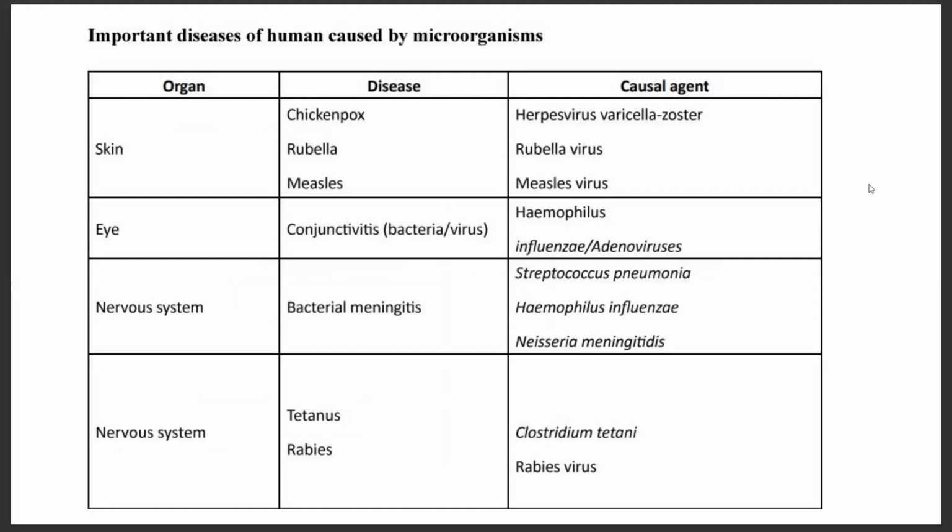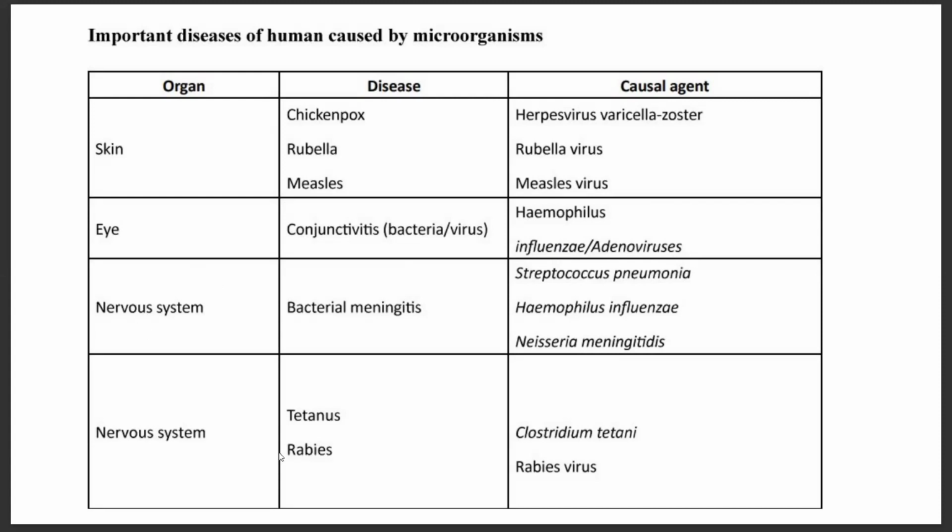Eye, conjunctivitis. Bacteria or virus. Haemophilus influenzae, please underline that one. Haemophilus influenzae is one causal agent, right? It's a bacteria. Here Haemophilus should also be italicized. And adenovirus is the name of the virus that causes this.